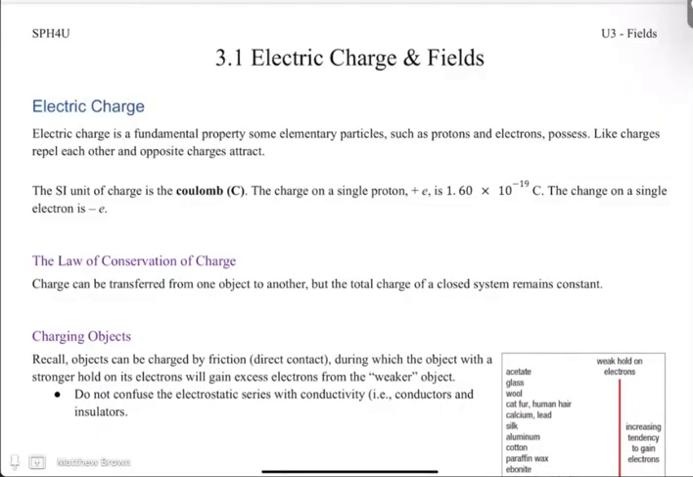Electric charges and fields. Electric charge is a fundamental property of some elementary particles, such as protons and electrons, which you know. Like charges repel each other, and opposite charges attract. So that really is the most we could say about it, right?